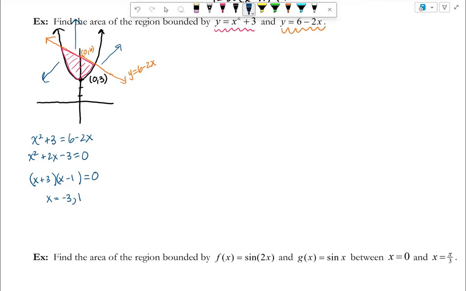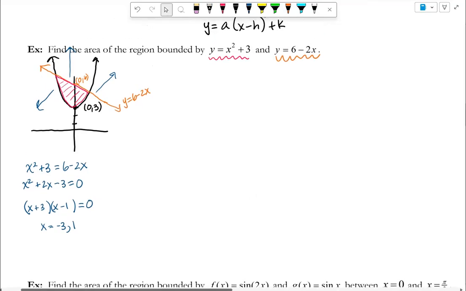Okay, so we have the x values of that intersection, and since we're going to integrate with respect to x, that is all we need to get started. It doesn't hurt to find the y values. If I plug those x values back into either of these original equations, like x squared plus 3, well, negative 3 squared plus 3 is 9 plus 3, which is 12. Sometimes it helps me to know the y value of that ordered pair. Over here, at this intersection, 1 squared plus 3 is 4. So this is the ordered pair (1, 4). You could have also used the linear equation to find those y values.